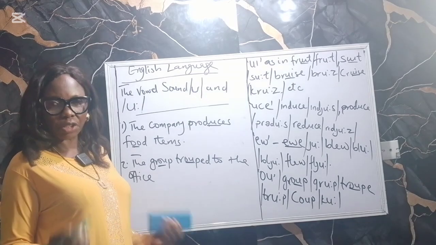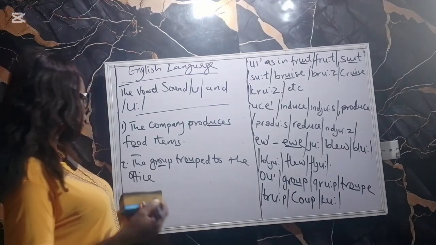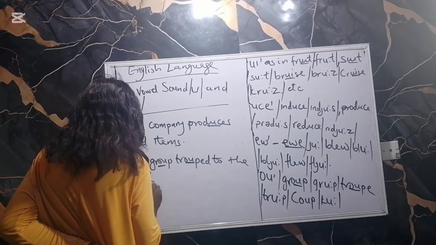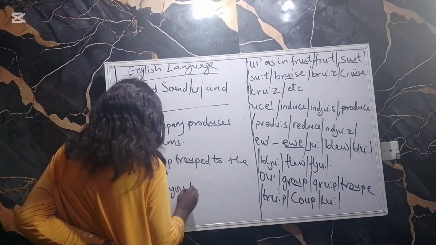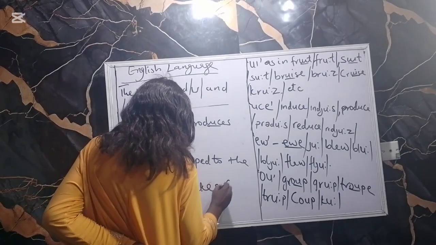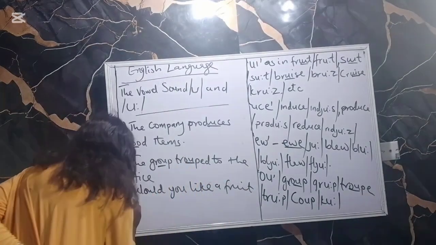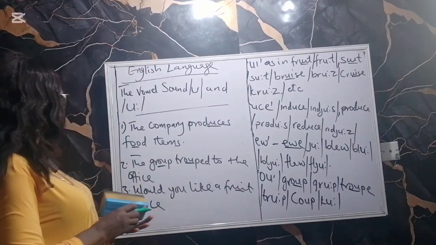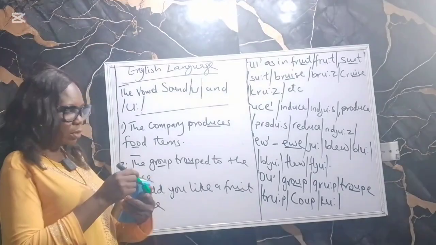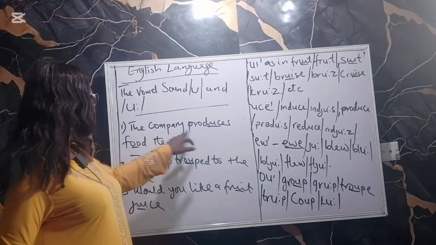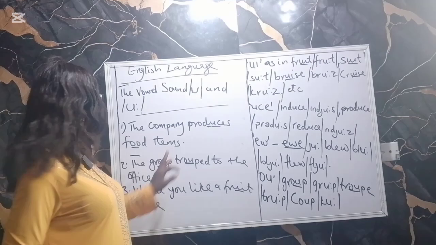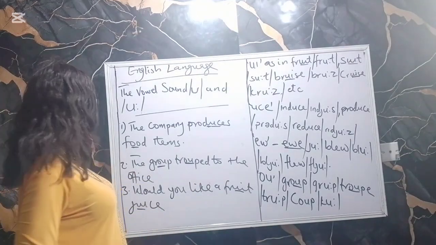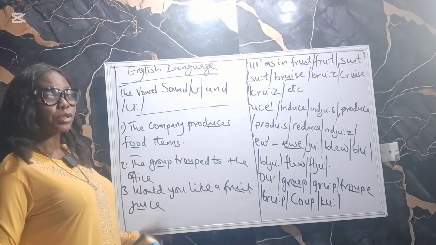Would you like the fruit juice? We have it in fruit and juice. Okay, let me just write that one too. Would you like a fruit juice? So we have it here and here. So we can make sentences with them. You can even read after me. The company produces food items. The group trooped to the office. Would you like a fruit juice?